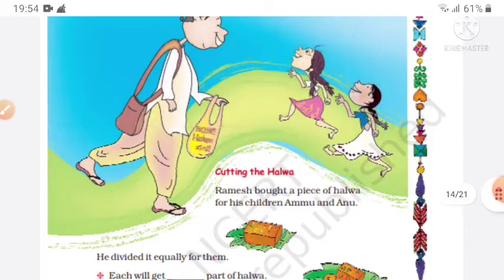Now here the next is cutting halwa. Ramesh bought a piece of halwa for his children Ammu and Anu.